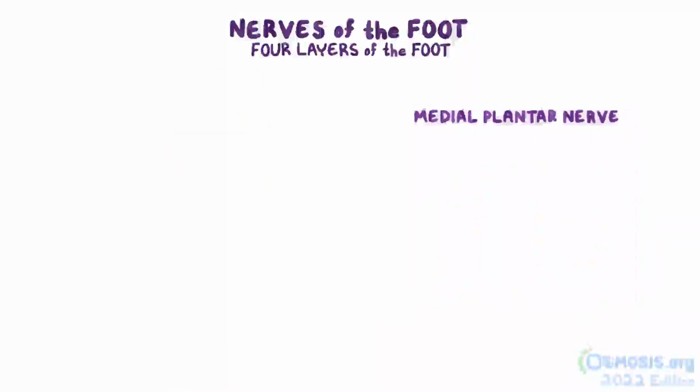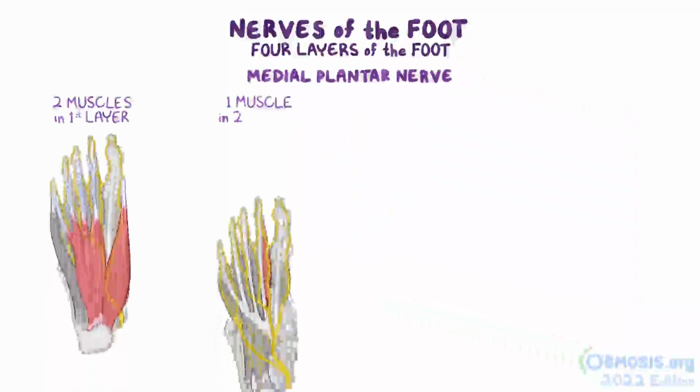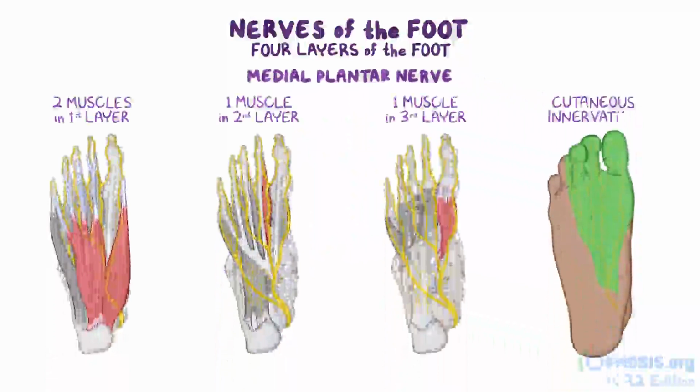So, in total, the medial plantar nerve innervates two muscles in the first layer, then one muscle in the second layer, and one muscle in the third layer, along with its cutaneous innervation.